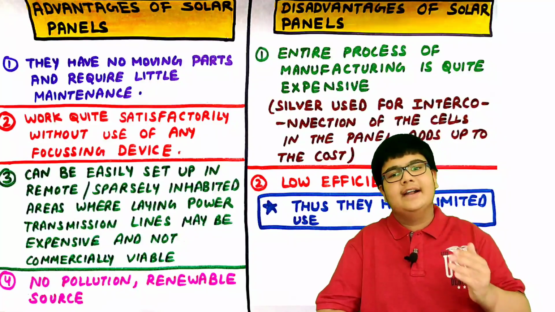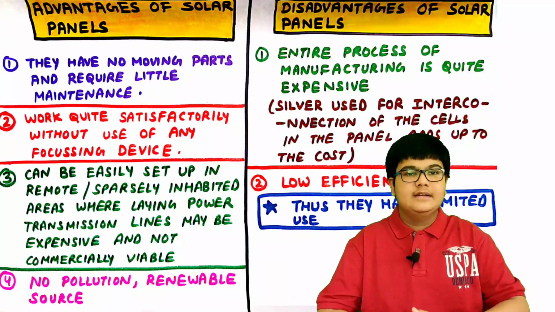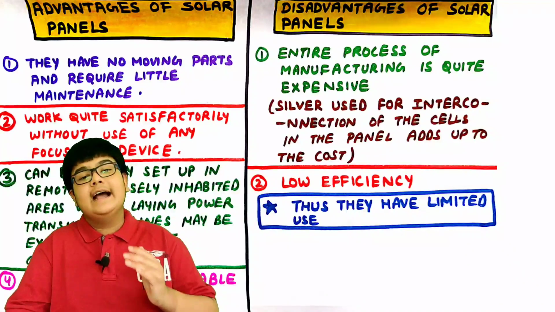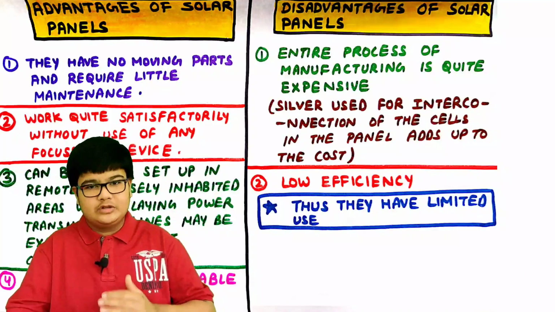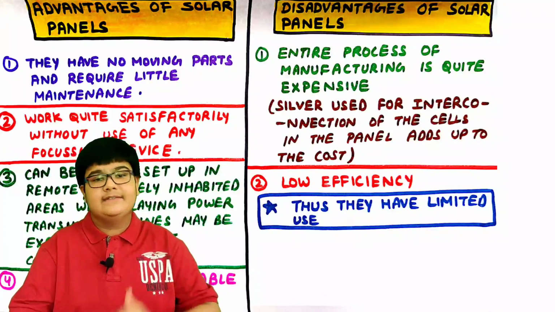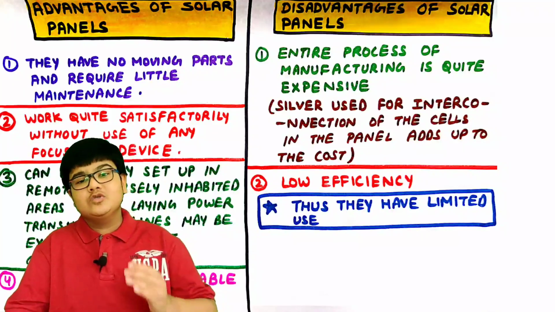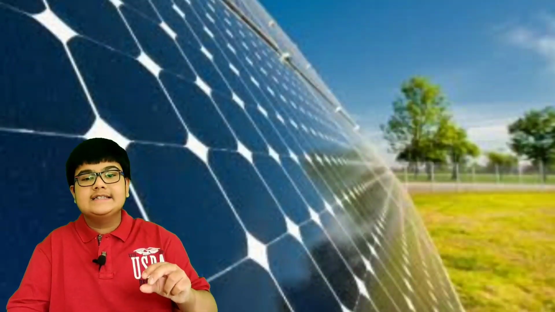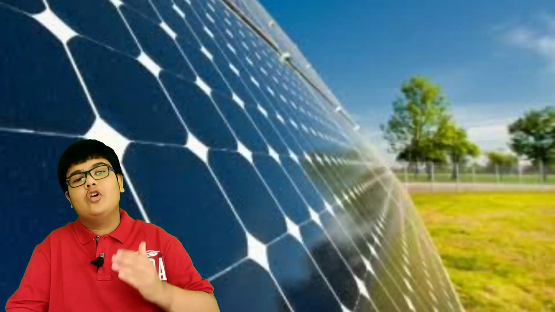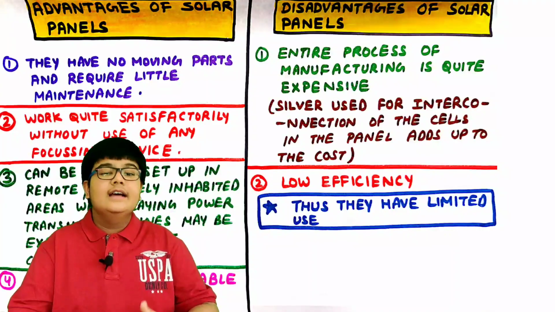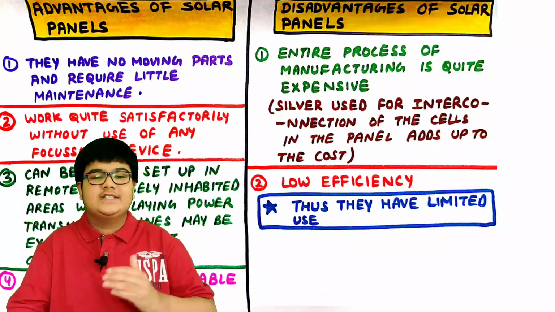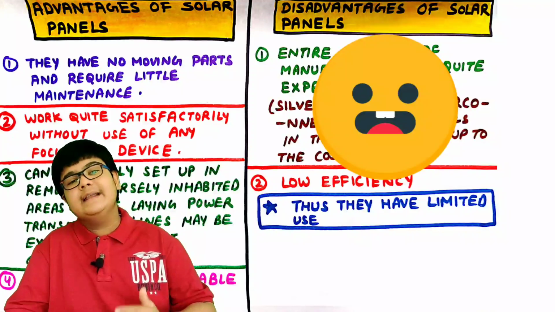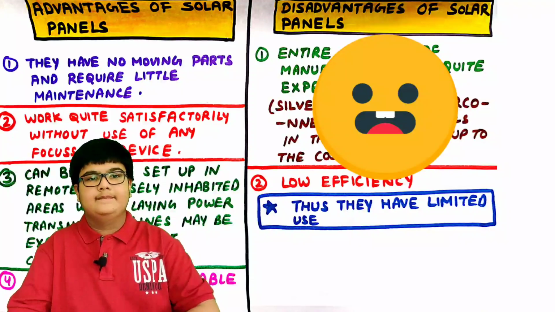Now let us see the disadvantages of solar panels. First, the entire process of manufacturing the solar panel is quite expensive. And silver, which is used for interconnection of the cells in the panel, adds up to the cost. Second, solar panels have very low efficiency. Thus, they have very limited use in current time.